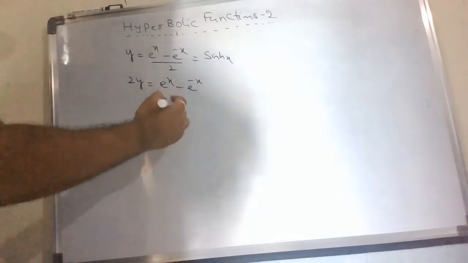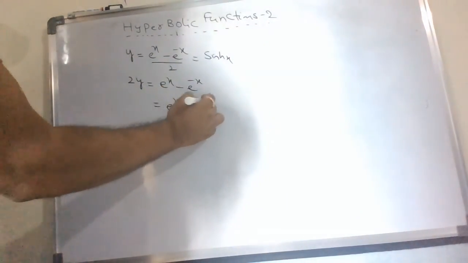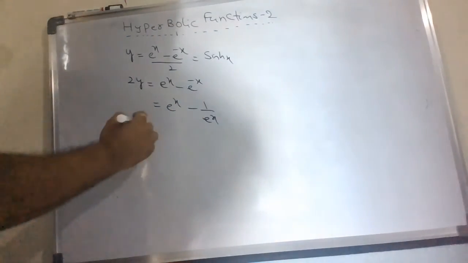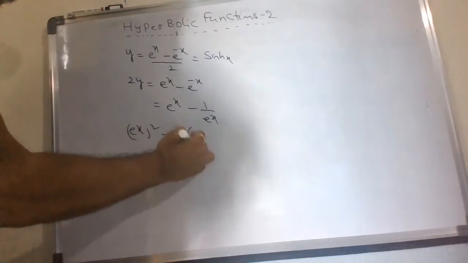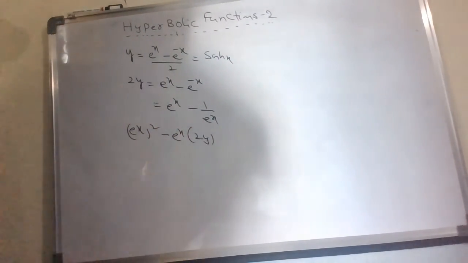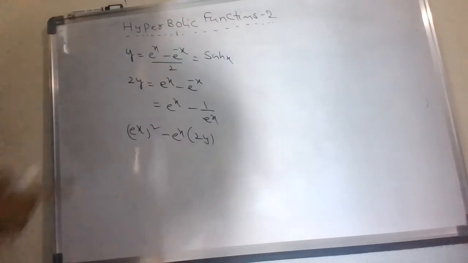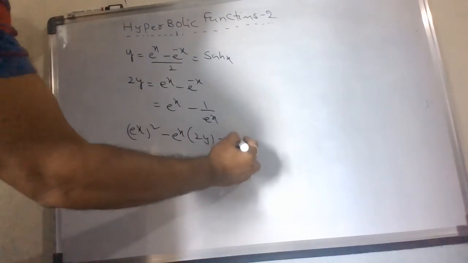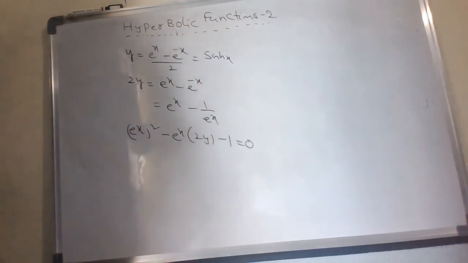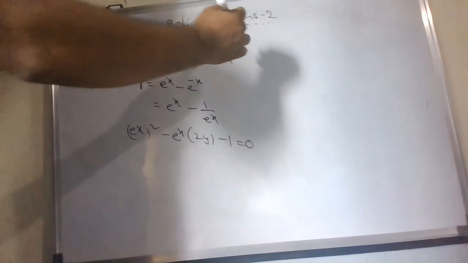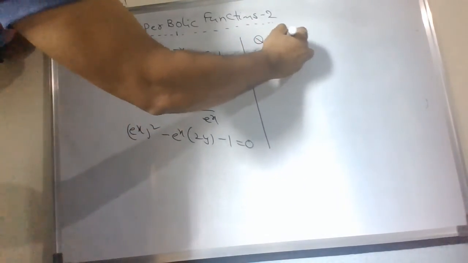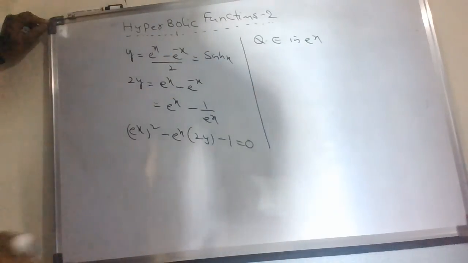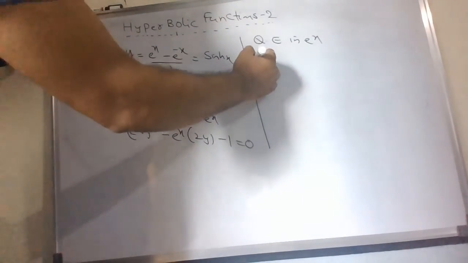Now this is nothing but e to the power x minus 1 by e to the power x. By taking the LCM, I cross multiply and bring everything to one side. So (e power x) whole squared minus e power x into 2y minus 1 equals 0. So it is a quadratic in terms of e power x. So solving this quadratic equation for e power x.